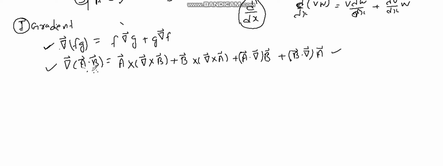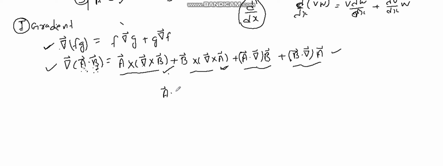Its formula is the curl of the first function, let's say B, taking the curl with the first function. In a similar way we replace A and B in the first formula, and then we get the second term. These two things are totally different.